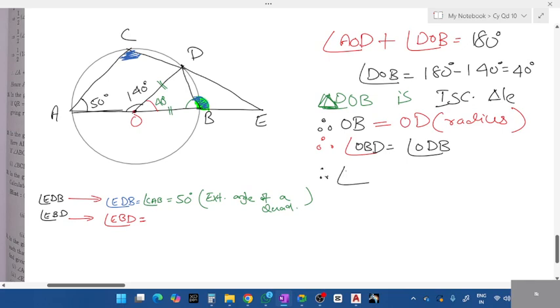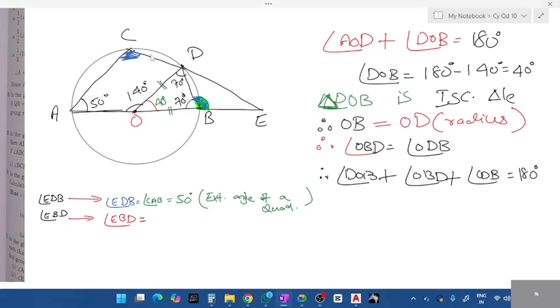Therefore, angle DOB plus angle OBD plus angle ODB is equal to 180. We can use this. What will be the value of each angle? 180 minus 40 is 140. 140 divided by 2? 70. Both are 70. You can use sum of interior angles.